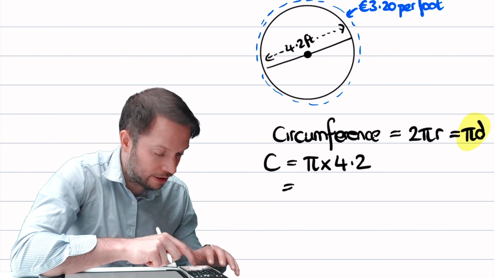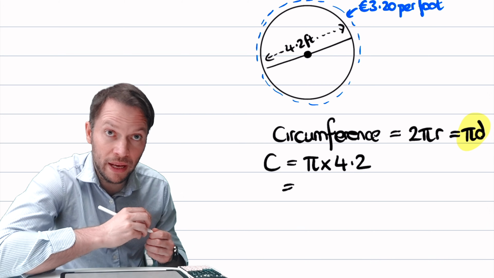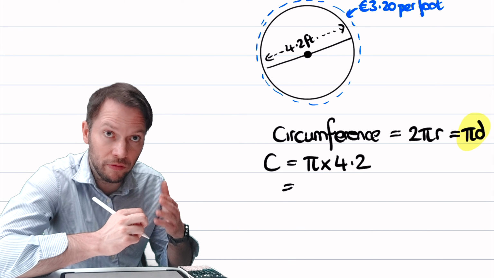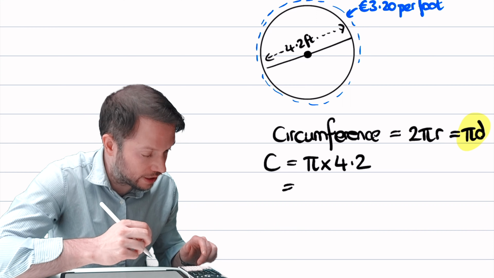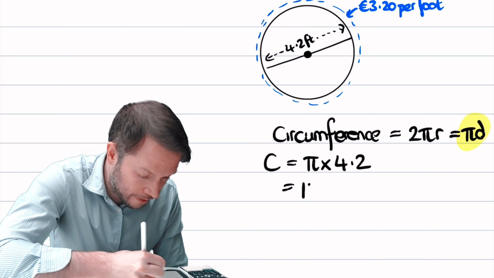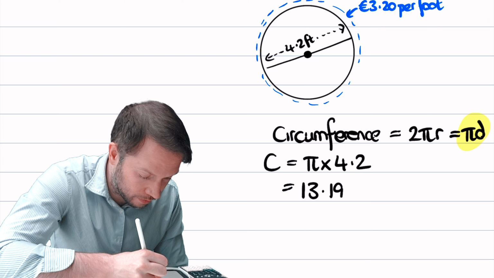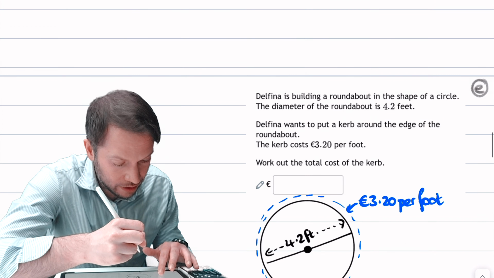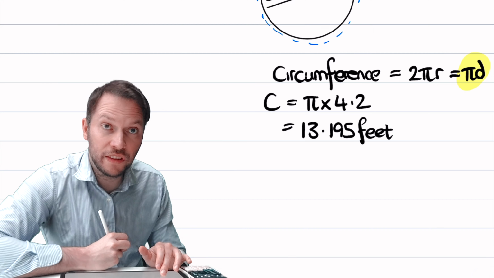And let's just do that on a calculator. Shift pi times 4.2. Remember, pi is just a constant in maths. It has the value 3.141 and the digits go on forever, but you can get it on your calculator. Should be on your calculator. Now convert it to a decimal. So we get 13.195 will do. And it is feet, right? So it's in feet. So that's the circumference.